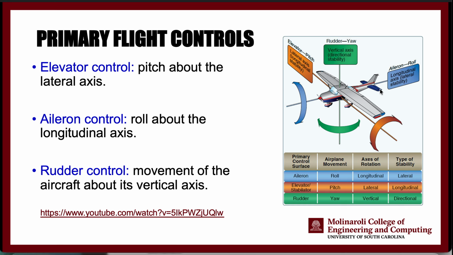Elevators are usually located at the back of the aircraft, and these wings, they actually go up and go down and cause the aircraft to go up and go down, the nose of the aircraft to go up and go down. Another axis is called the vertical axis in green.